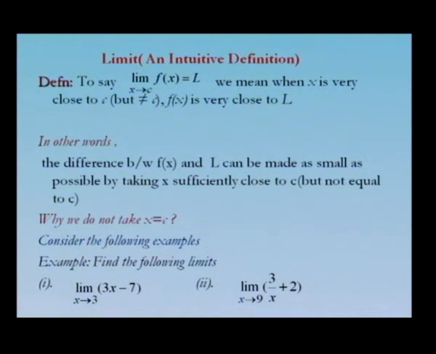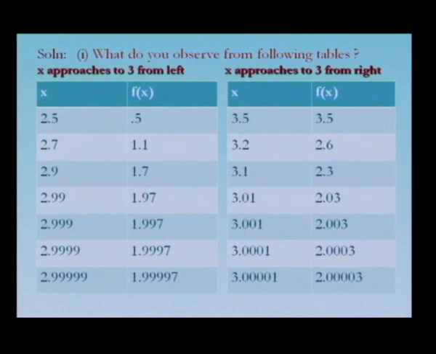Consider some examples. Find the following limit. Example 1: limit x tends to 3, 3x minus 7. And example 2: limit x tends to 9, 3 upon x plus 2. So we are considering example 1. The table is given here. There are two tables. The left hand table shows x approaching 3 from the left hand side, and the table on the right shows x approaching 3 from the right.